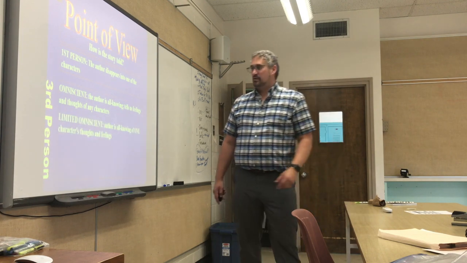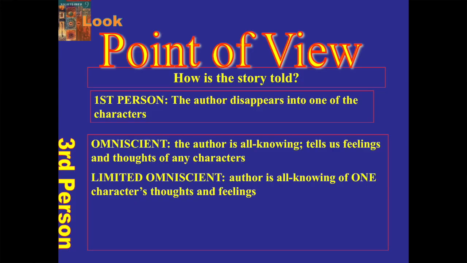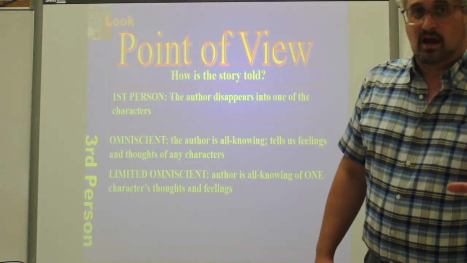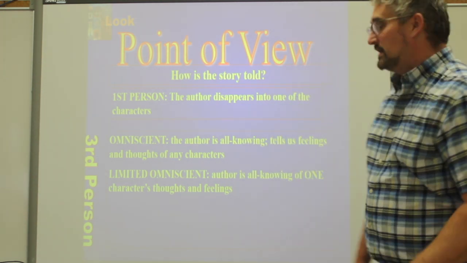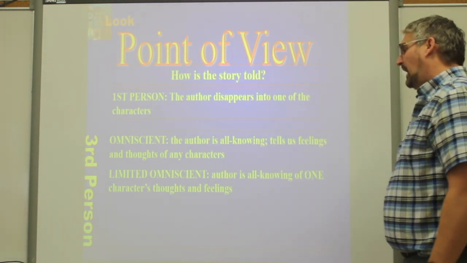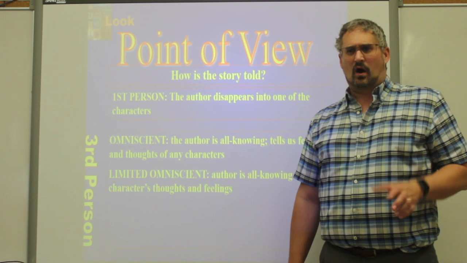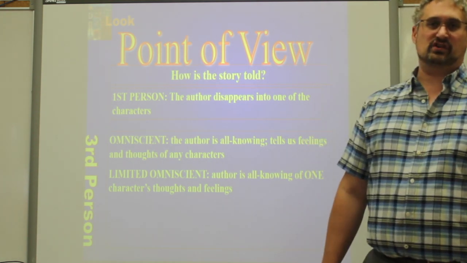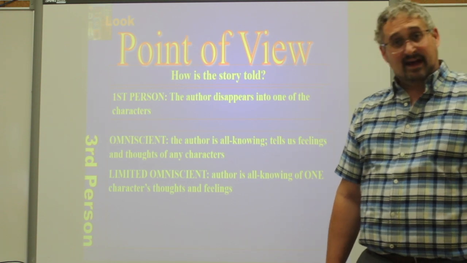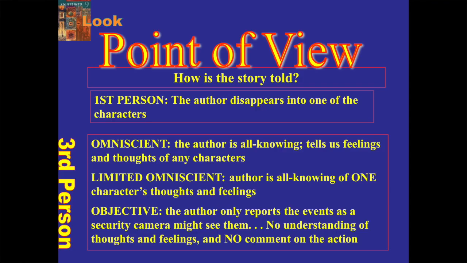Then there's third person limited omniscient. This is where the author is, again, all-knowing and all-seeing, except that the author focuses on one character, and only on one character. And the character's thoughts and feelings are what's really conveyed to us through this third-person limited omniscient point of view.